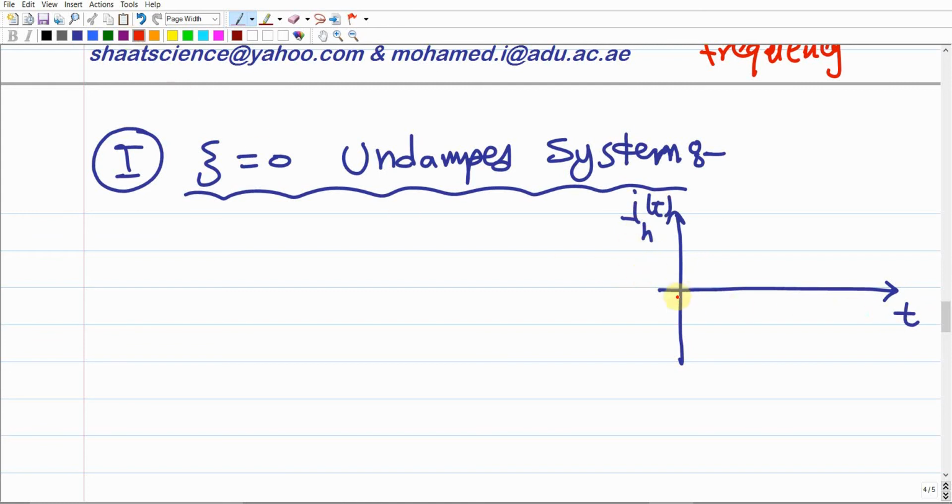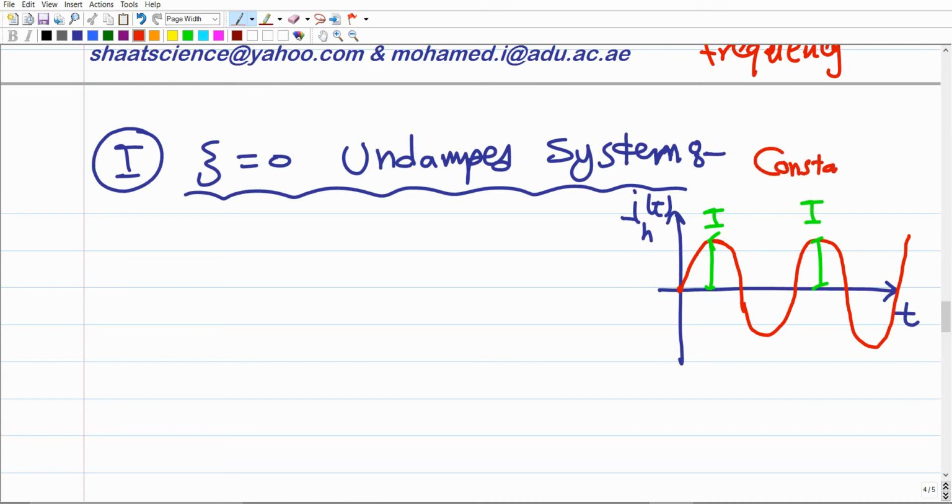This homogeneous part will start either from 0 or any specific high value at time equals 0, but the key idea is that the amplitude will remain constant. There is no change in the amplitude. All the time the amplitude is the same. The amplitude, which is I uppercase, is constant. So we're going to have constant amplitudes here.